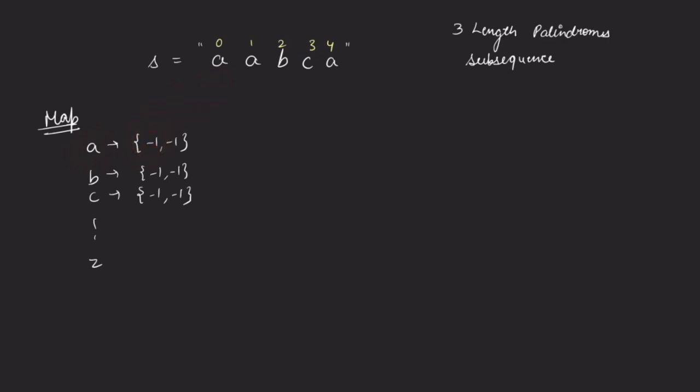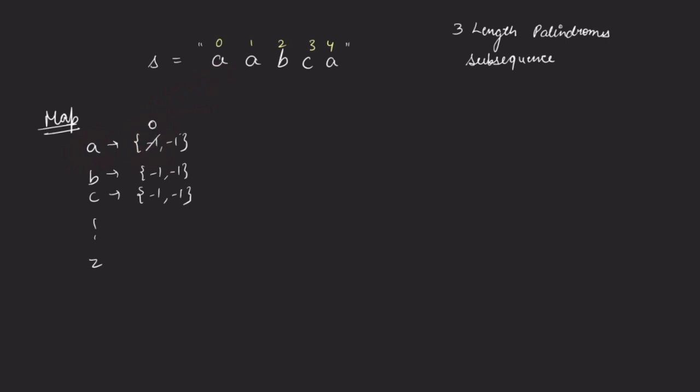So whenever I encounter a character, we will update the first value only if it is -1. If it is not equal to -1, that means I have already encountered that character before, so I won't be updating its first occurrence, right? Here we are encountering A for the first time because it has -1, so we will update it to index 0.